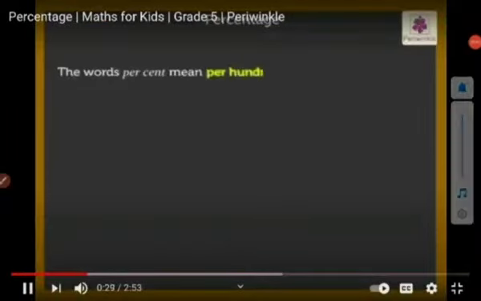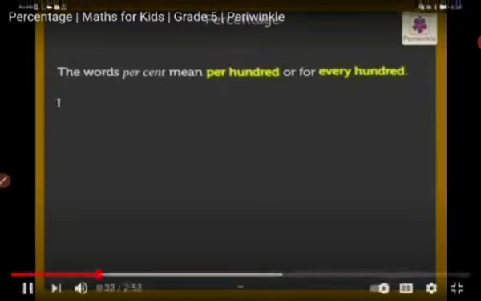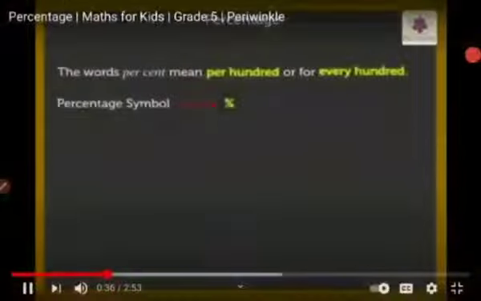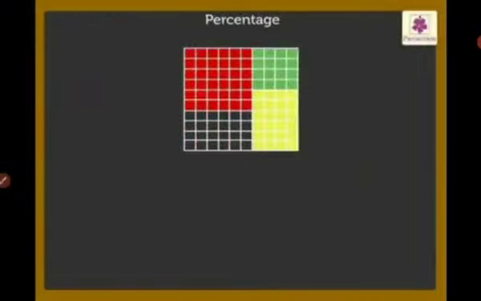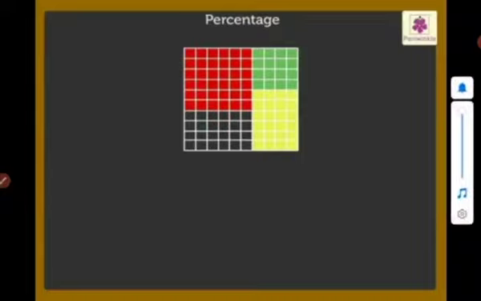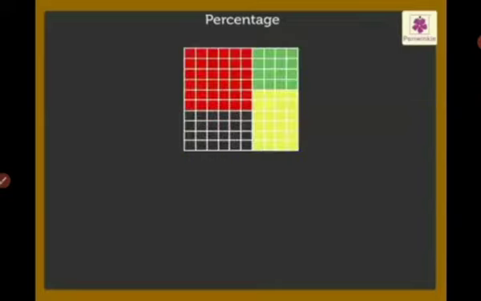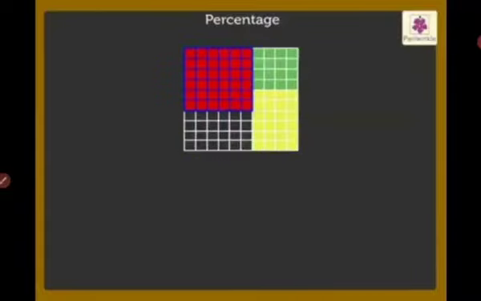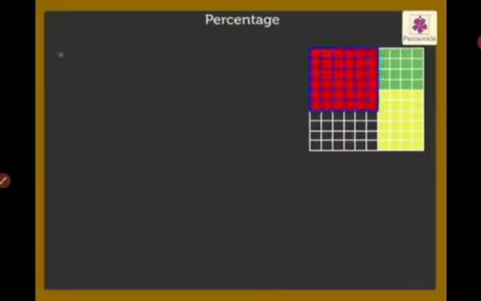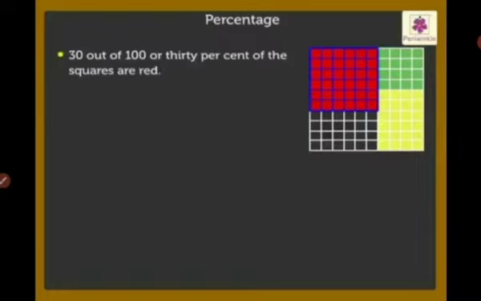Percent means per 100 or for every 100. It is represented symbolically using the percent sign. Let's take the example of this square to understand percentage in a better way. The square is divided into 100 small squares of equal dimension. Out of these 100 squares, 30 squares are red. We can say that 30 out of 100, or 30%, of the squares are red. 30% is written symbolically as the number 30 followed by the percent symbol. 30% means 30 upon 100 or 30 hundredths.